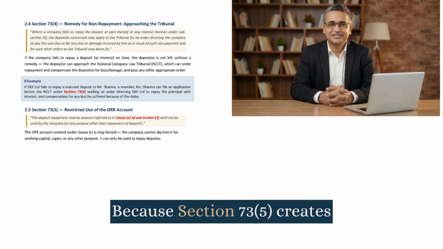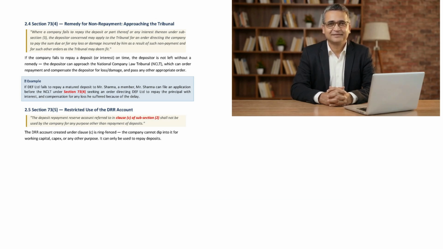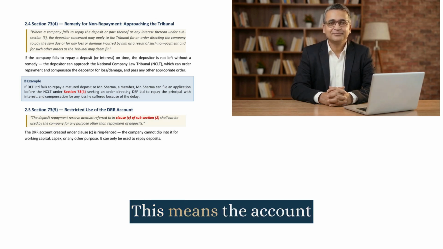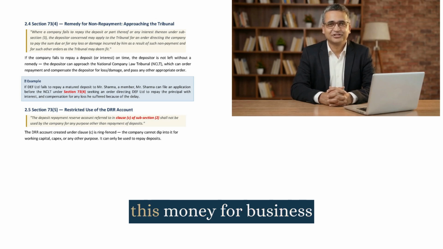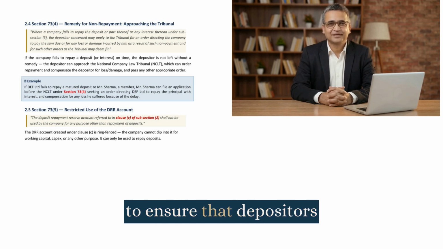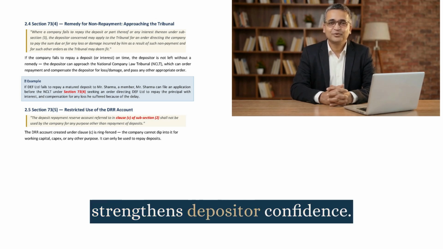Why? Because Section 73(5) creates a complete restriction. The law clearly says the Deposit Repayment Reserve Account shall not be used for any purpose other than repayment of deposits. This means the account is ring-fenced. Think of it as an emergency fund that has been locked. The company cannot touch this money for business expansion, day-to-day operations, capital expenditure, or any other corporate purpose. Its only purpose is to ensure that depositors receive their money on time. That's why this provision strengthens depositor confidence.